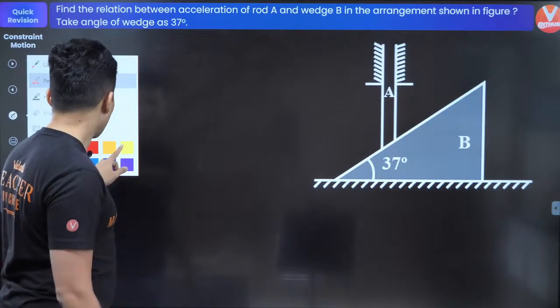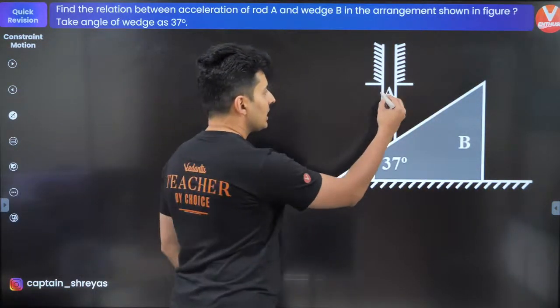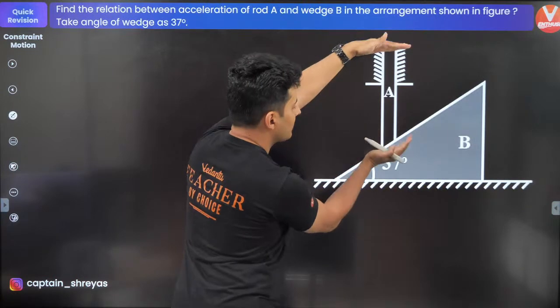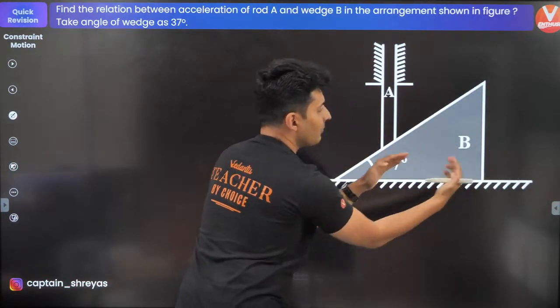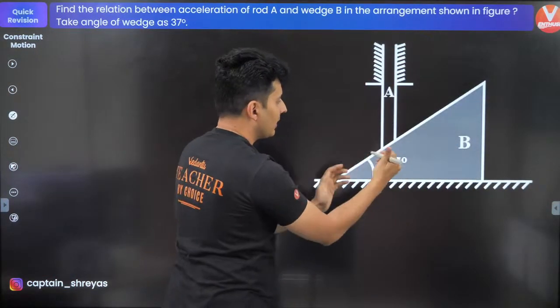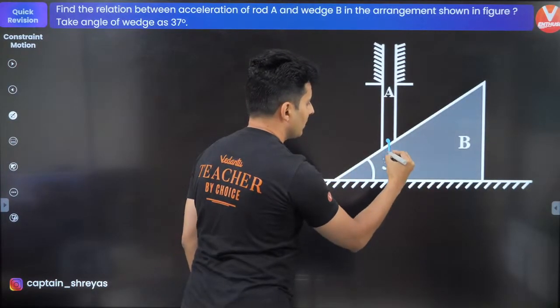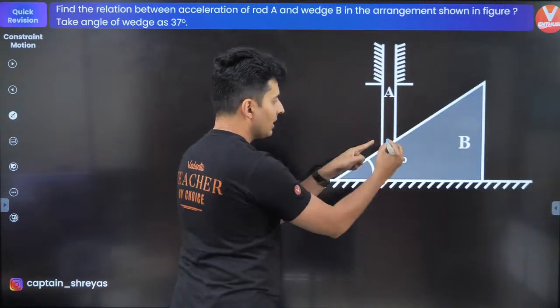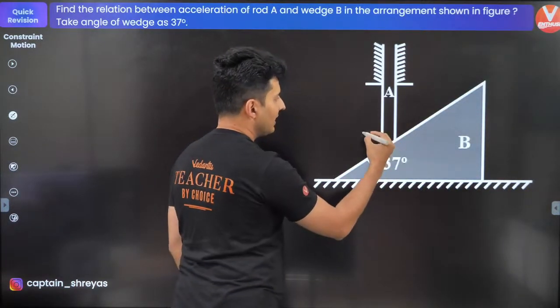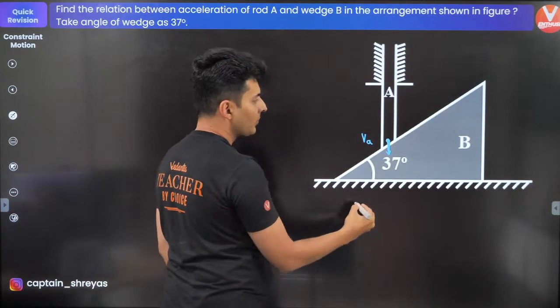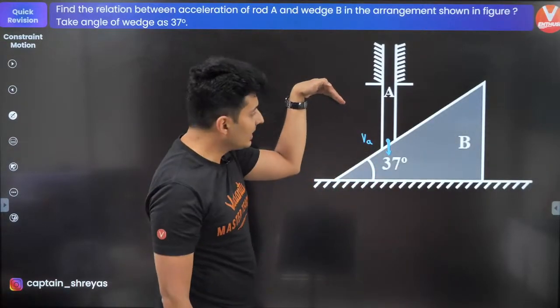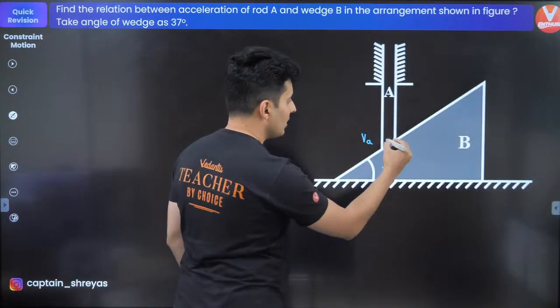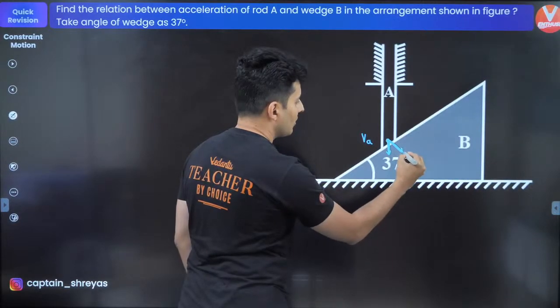Like for example, if you notice, this rod, once it comes down, it will slide this wedge B. If the rod comes down, so if this point comes down like this, the wedge will go there. Now if this comes down like this with, let's say, velocity VA, you need to check what is the velocity perpendicular to the surface. So you need to check this component.